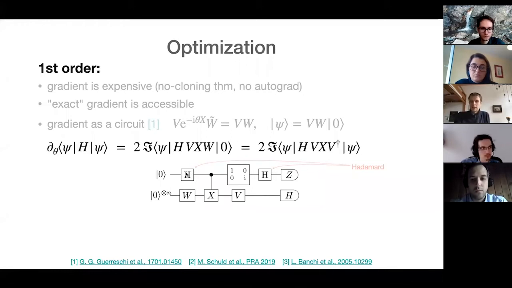And here on the ancilla, you also have to do this Hadamard gate and phase gate in order to get the imaginary part. And then you measure in a set basis here on the ancilla, and the rest you just measure in your Hamiltonian. And yeah, this gives you the exact gradient as long as you measure this sufficiently many times to estimate an expectation value again.